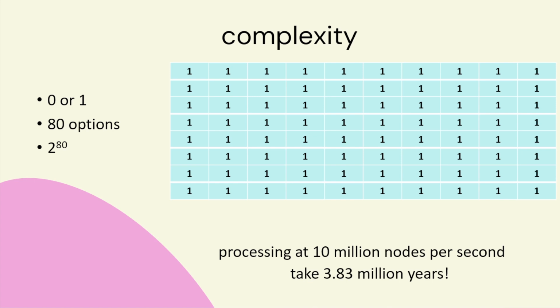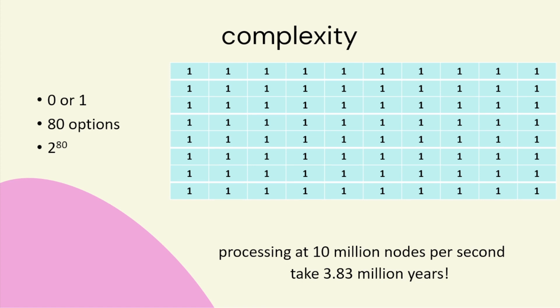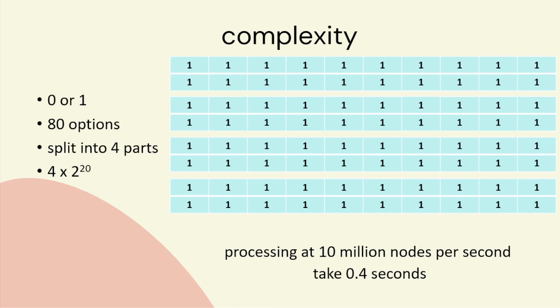Now we can make this problem a lot easier by splitting the numbers. We split it into 4 parts, and now we've got 2 to the power of 24 times. Now at the same processing speed, this will take 0.4 seconds. So our problem we can solve in 3.83 million years or 0.4 of a second using the same computer. So you can see that the second option is a lot better.